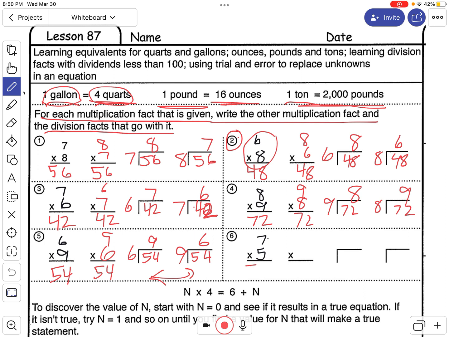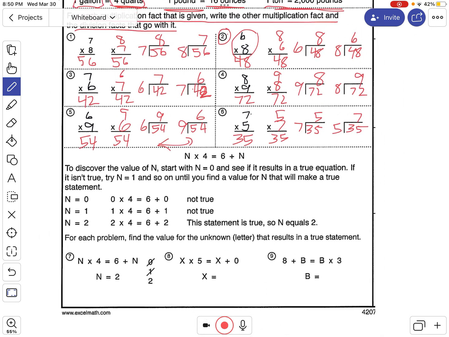All right, 7 times 5, 35. 5 times 7, 35. 35 divided by either 7 or 5 right there. And then 35 divided by the other number you haven't used yet. In this case, it would be 5. All right. Fix your paper if you have any of those wrong.